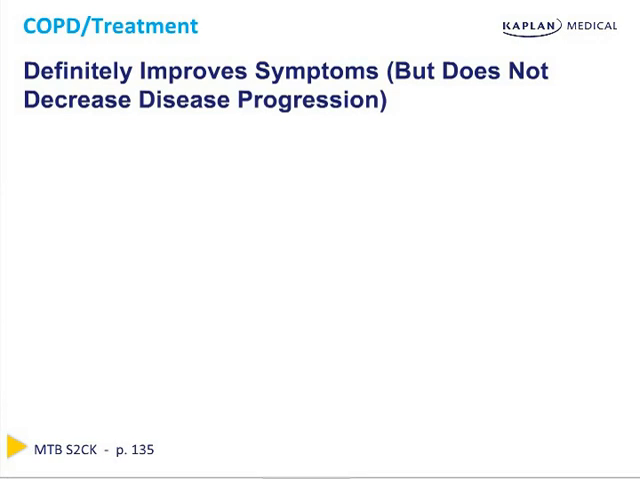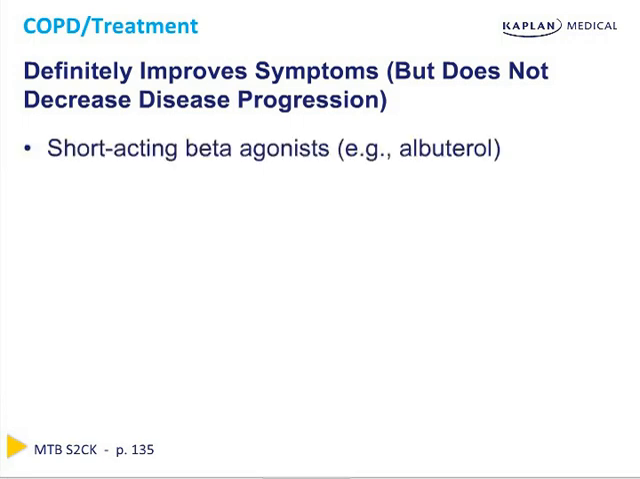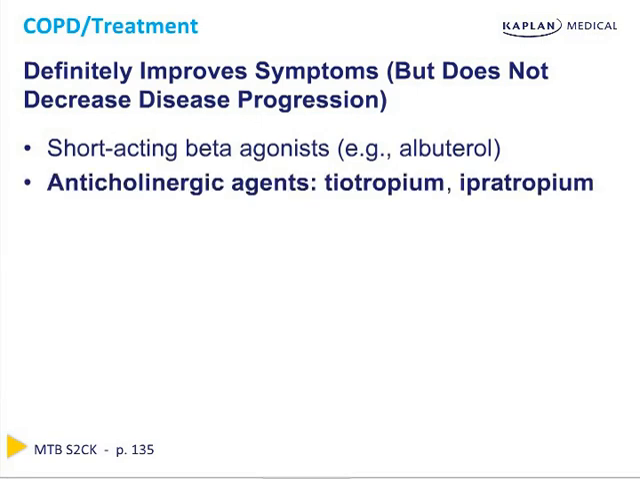In addition, a number of therapies have been shown to decrease symptoms for these patients, but do not decrease disease progression. The first of these is short-acting beta agonists, such as albuterol, which are particularly helpful for those patients who do have some degree of airway reversibility in their obstruction. Anticholinergic agents, tiotropium, which is long-acting, or ipratropium, its short-acting version, have been very helpful in COPD symptoms. While we mentioned before that these are not so well studied for asthma, they are very well studied for COPD.